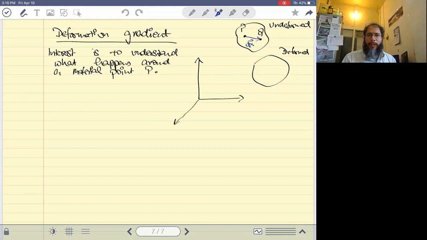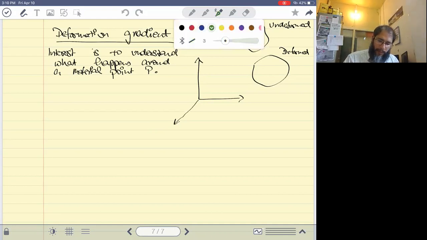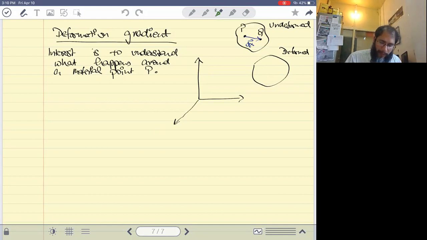So this is d capital X vector. Now when the body deforms, what we'll notice is that our capital point P goes to small point p and the capital Q goes to small q. It's an exaggerated situation because that dX is supposed to be a small vector, but it looks quite huge. But again, as we said, P and Q are close to each other, but for drawing them on the board, we are using an exaggerated situation.